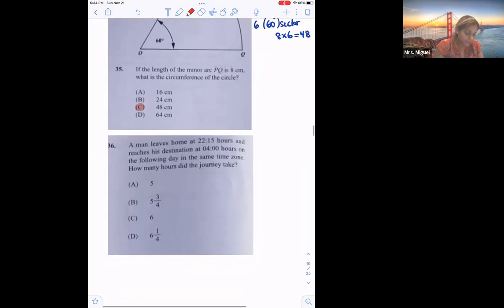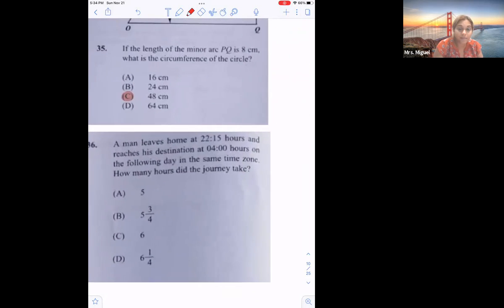A man leaves home at 22:15 hours and he arrives at 400 hours. So think about it. From 22:15 and he reaches home at 1400. So 22:15 to 2300 hours. That is 3/4 of an hour. And the only answer with 3/4 is B. So there's no need to even work out anything. The only answer with 3/4 of an hour is B.